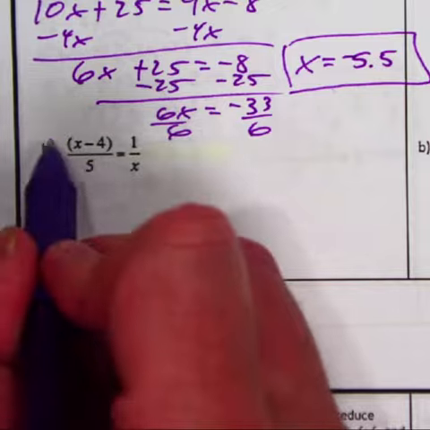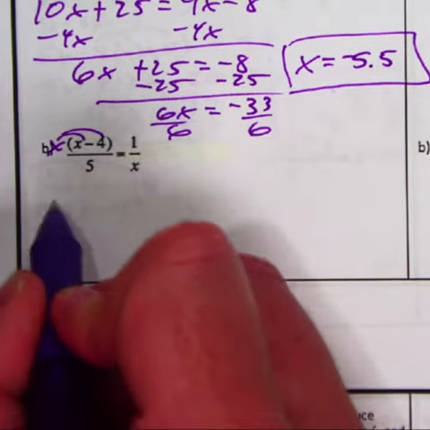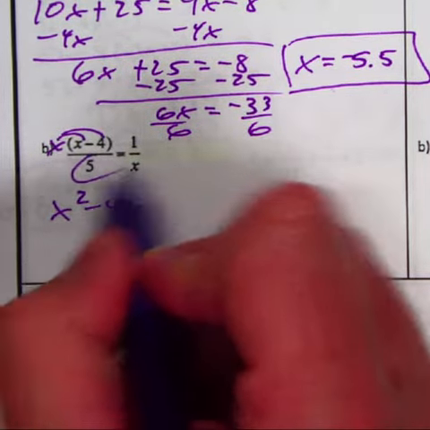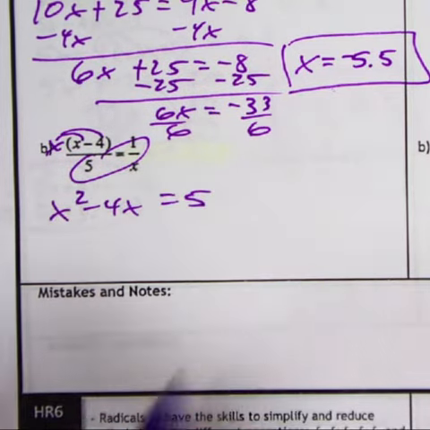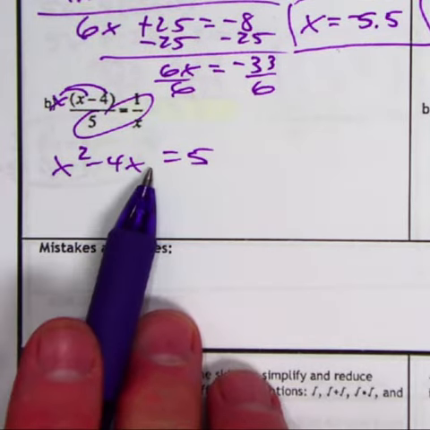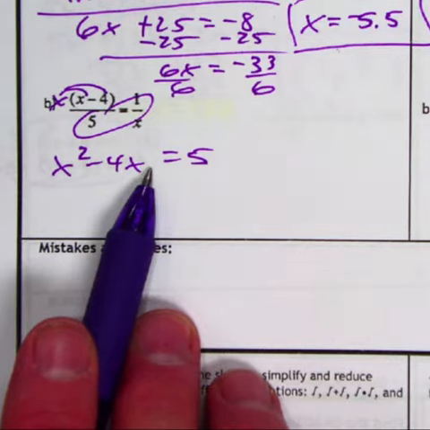Next problem. Here I'm going to end up getting x squared when I take this times x. Put that in there. You get x squared minus 4x. Here you get 5 times 1 equals 5. Now anytime you have an x squared and an x in a problem, the only way to solve it is with factoring or quadratic formula.